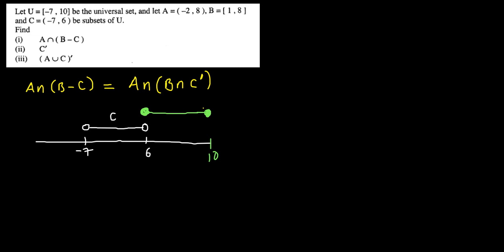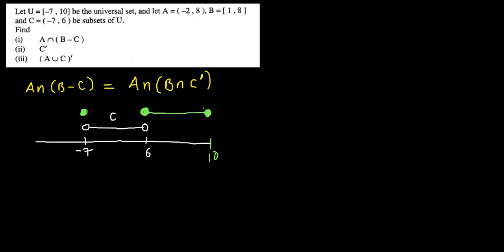So what we are saying is that negative 7, you can see, is not part of the set C, so it is going to be outside C. And actually, the universal set is only ending at negative 7. So I'll just put a dot there, just a dot, that's all. So that is the set C complement.